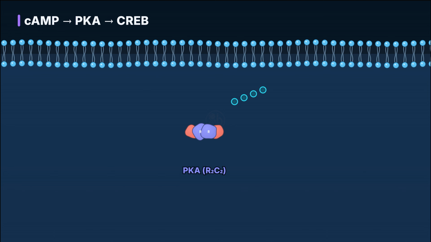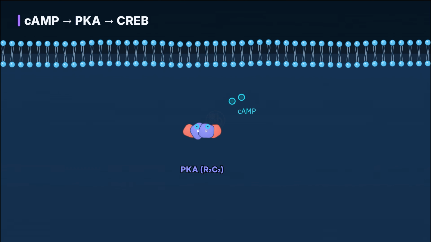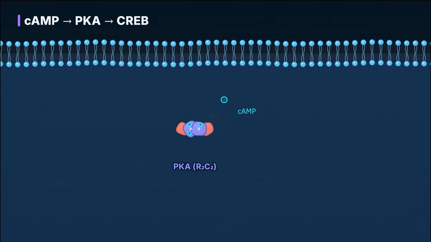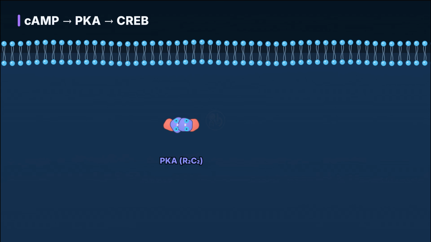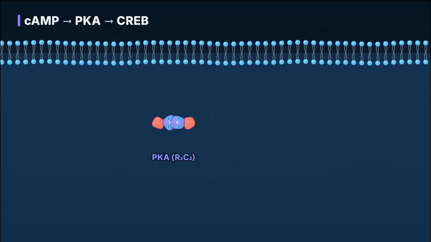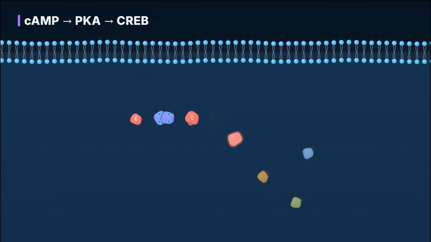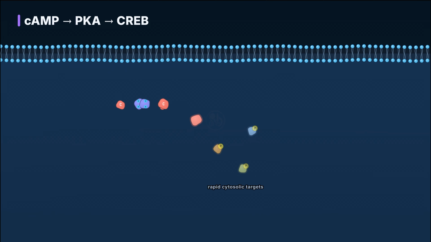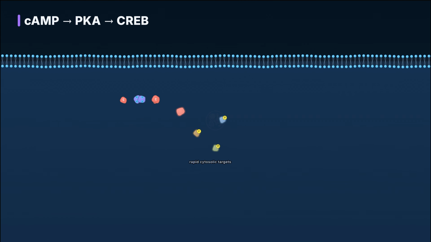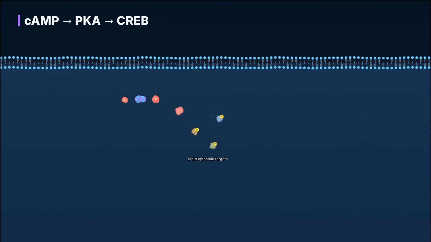In inactive PKA, regulatory subunits hold the catalytic subunits in an inhibited complex. cAMP binds to the regulatory subunits. These release active catalytic subunits. PKA phosphorylates specific serine or threonine residues on target proteins. Rapid targets can include metabolic enzymes, ion channels, or contractile machinery.